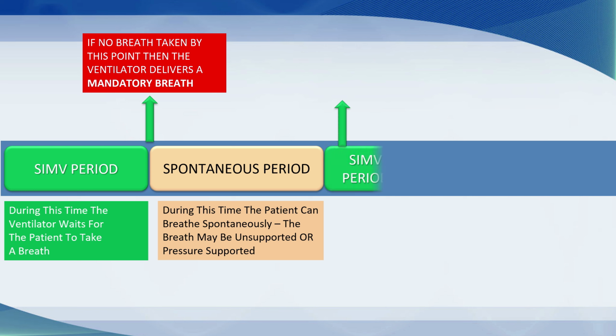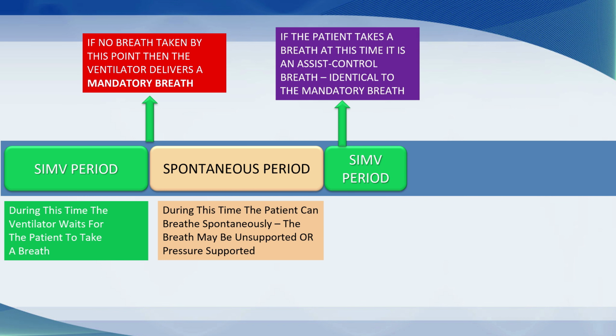Now we go back to the SIMV period. Now you'll see here that the patient takes a breath at this time, and it's an assist control breath identical to the mandatory breath. Now what's interesting about this SIMV period is that if you look at it carefully, you'll see that it's kind of shorter than the previous SIMV period, and there's a good reason for this.